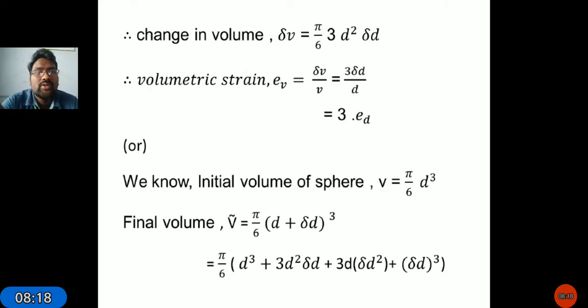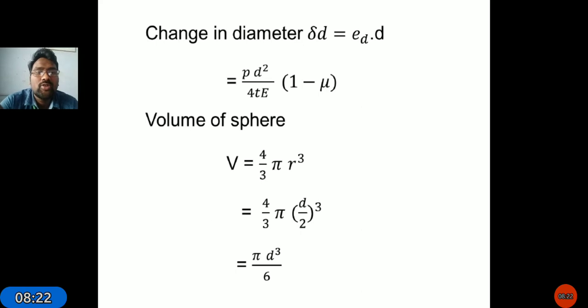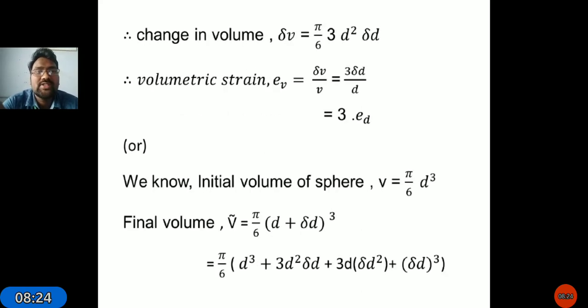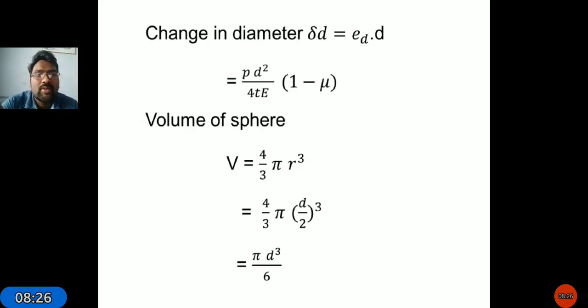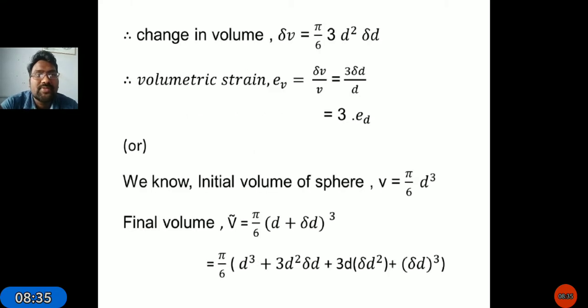Okay, now we are going to calculate the change in volume. By differentiating the volume we will get the change in volume, that is delta V is equal to pi by 6, which is common, into d cubed. That is like x to the power n, whose derivative is n into x to the power n minus 1. By using this formula we simplify to pi by 6 into 3d squared into delta d. This is the change in volume. How we get it: by differentiating the volume we get the change in volume.